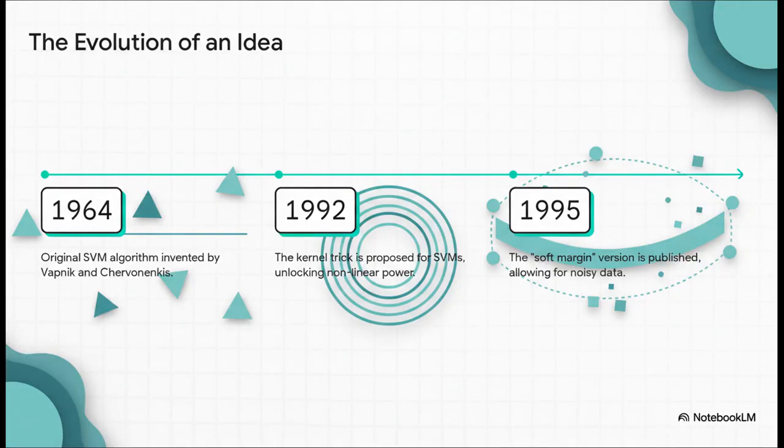Now, this whole thing didn't just pop up out of nowhere. It was a journey. The original idea for the algorithm actually started way back in 1964. But it wasn't until 1992, almost 30 years later, that the kernel trick was proposed, which is what really unlocked its power to handle complex problems. Then, a few years after that, in 1995, they introduced the soft margin version, which let the algorithm handle noisy, real-world data, making it practical for just about everything.